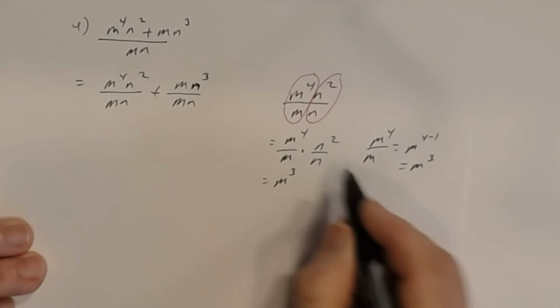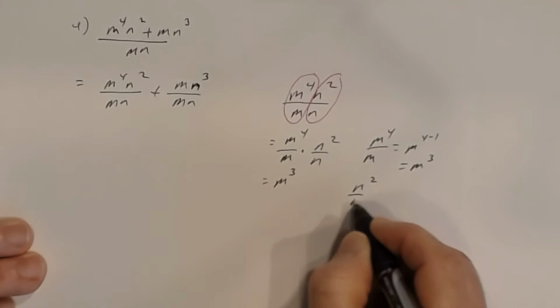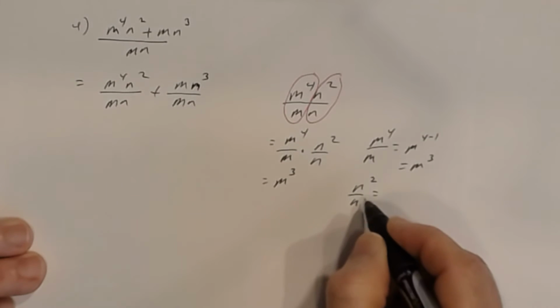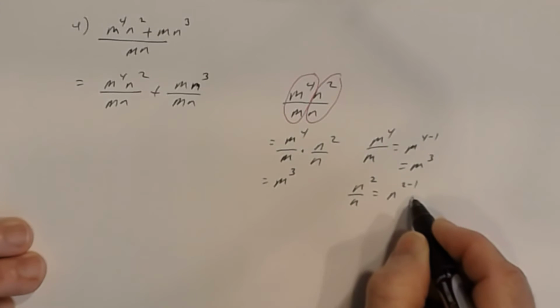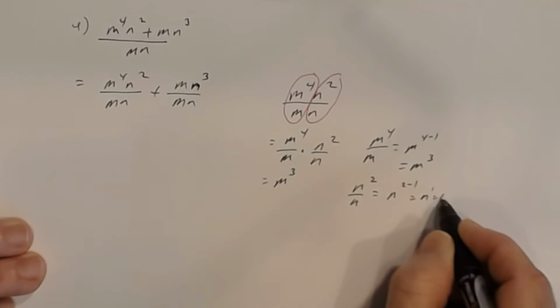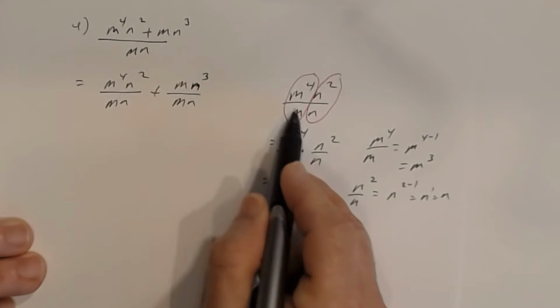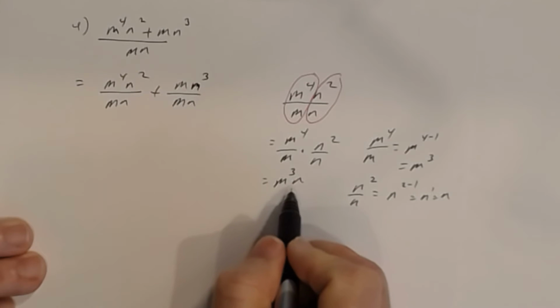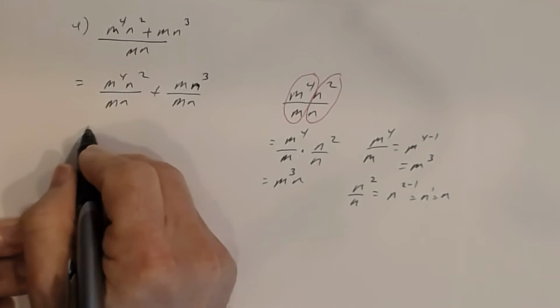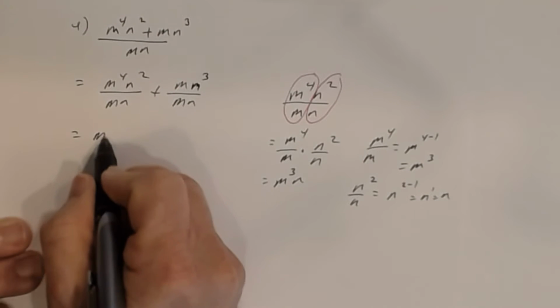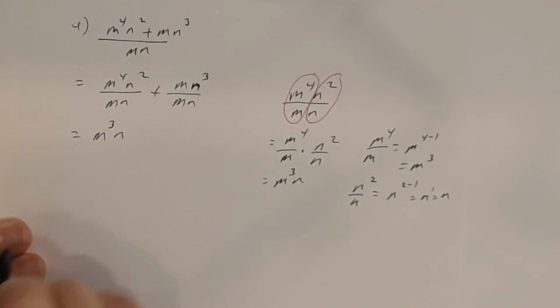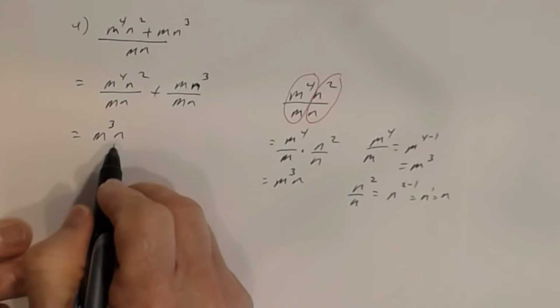Do the same thing with this. n squared divided by n. Divide like bases, subtract exponents, that's n to the 2 minus 1, which is n to the 1st, which is just n. So this is this. So that's going to go here. So that is equal to m cubed n. Okay, so I simplified this to this.